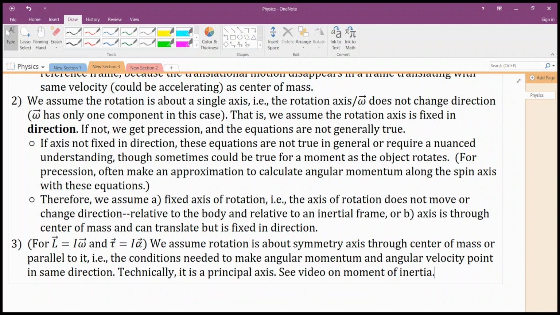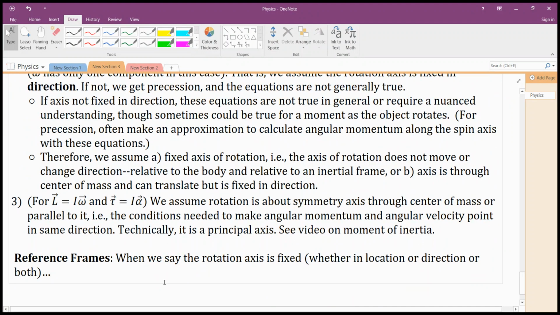That is, we need to assume the conditions that make angular momentum and angular velocity point in the same direction, that allow us to treat the moment of inertia as a scalar. Technically, this symmetry axis through the center of mass is called a principal axis. So we are either looking for a rotation axis that is a principal axis, or if the axis is not through the center of mass, the axis needs to be parallel to a principal axis, or another way to put it, it must be in the principal direction. See the video on moment of inertia for more details about this assumption.